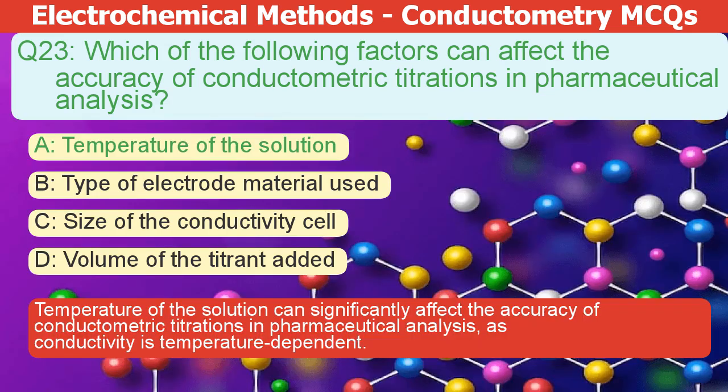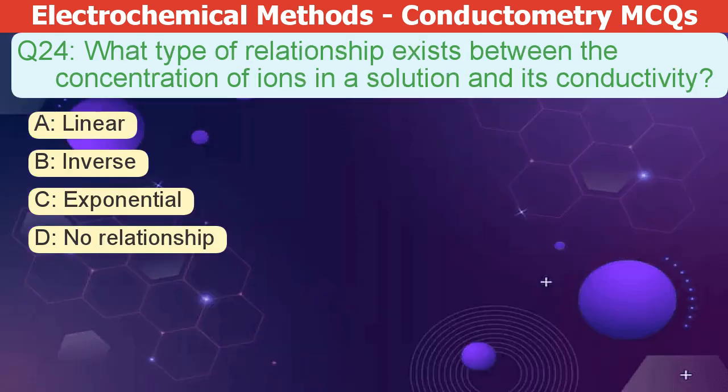Temperature of the solution can significantly affect the accuracy of conductometric titrations in pharmaceutical analysis, as conductivity is temperature dependent. What type of relationship exists between the concentration of ions in a solution and its conductivity? A. Linear. B. Inverse. C. Exponential. D. No relationship.